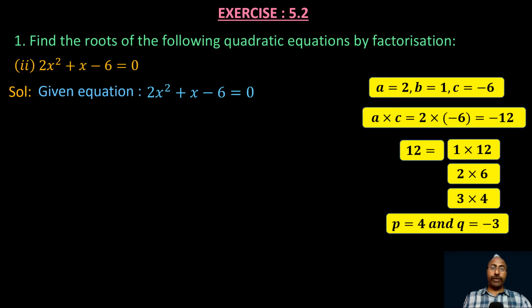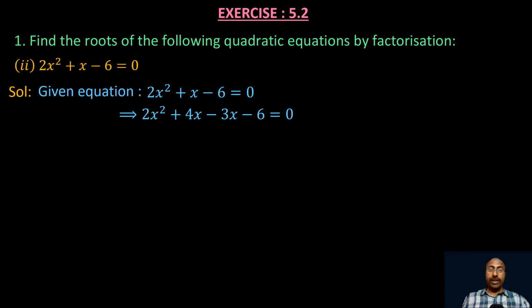So now we can split the middle term x as plus 4x minus 3x. So let's split it. So 2x square plus 4x minus 3x minus 6 equal to 0. And in first two terms we can take 2x common, and in second two terms we can take minus 3 common. So we can write here 2x into x plus 2 minus 3 into x plus 2 equal to 0.